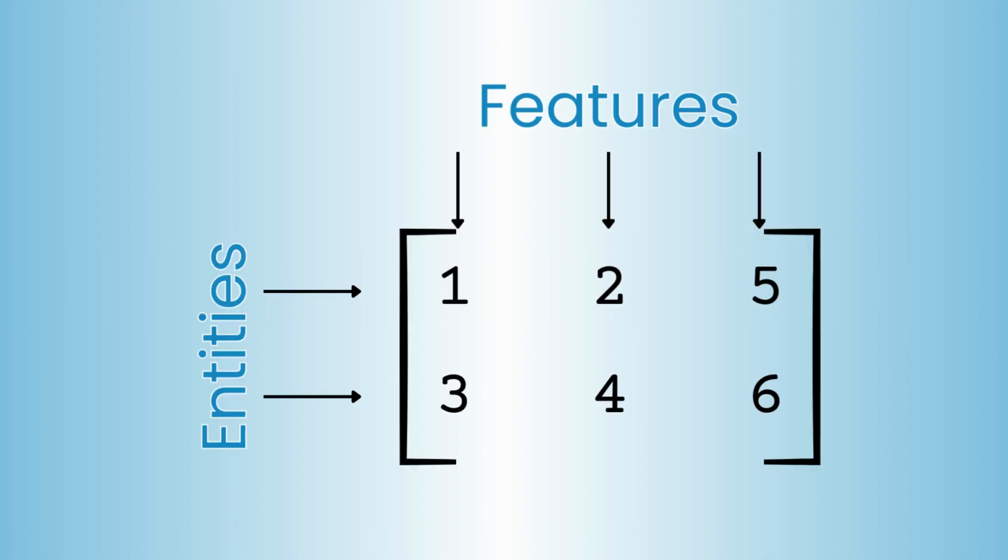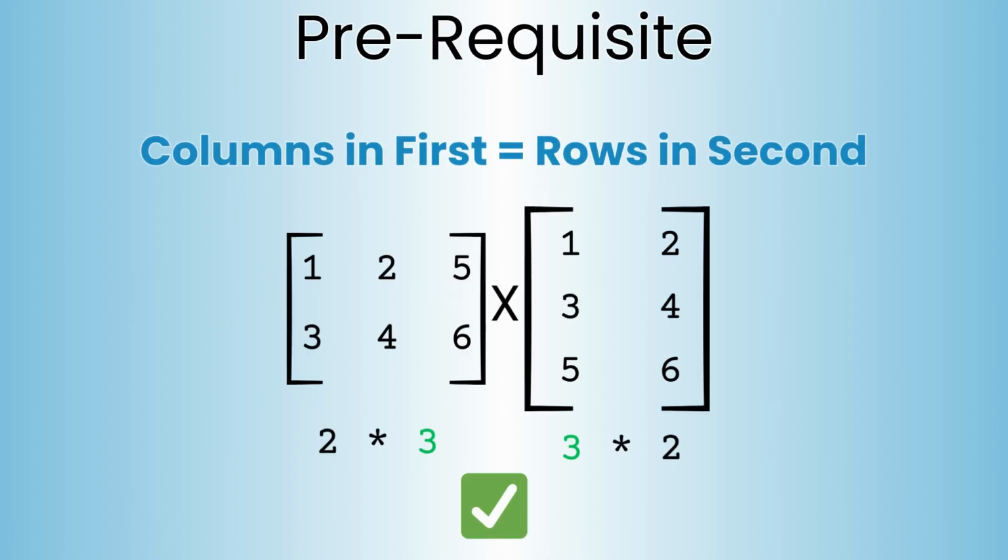Why does it matter? Think of matrix multiplication as a way of combining information. Rows represent entities like users, and columns represent features like age, income, or ratings. When we multiply matrices, we are basically matching patterns between rows and columns to get new insights.